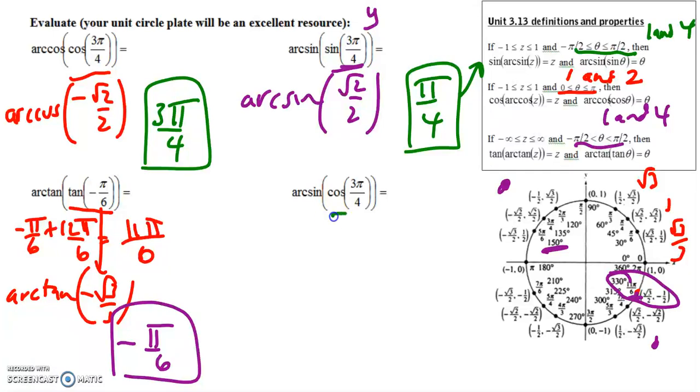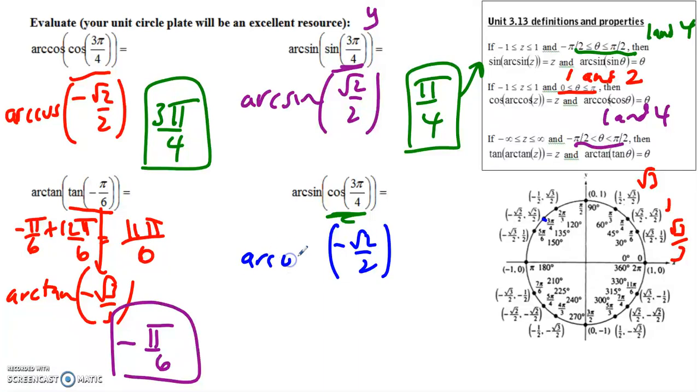The next example, cosine of 3 pi over 4. So let me find 3 pi over 4 right here. Cosine is, again, negative root 2 over 2 there, because that's where the x value is. Now I want to find the arc sine of this. Sine, or the y values, what angles is it negative root 2 over 2? Well, right here and right here.